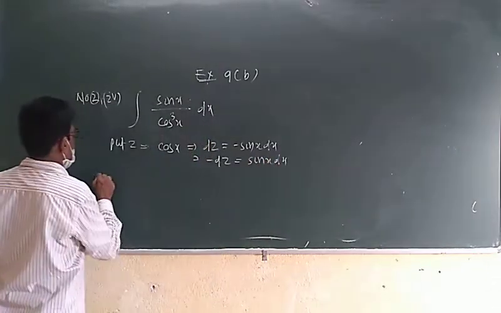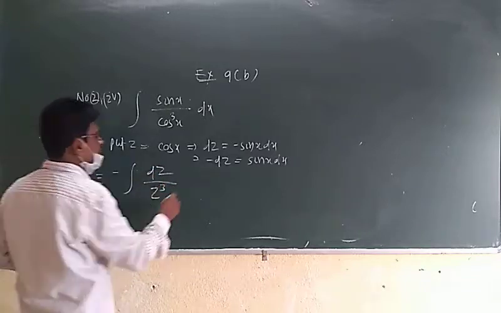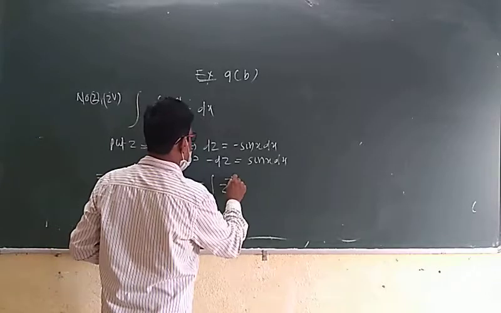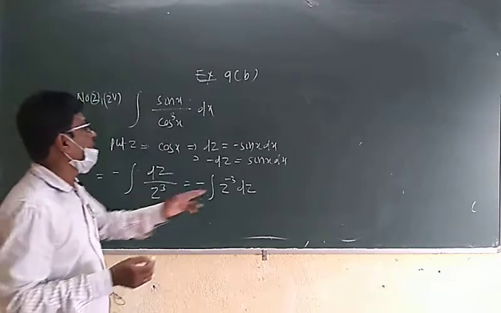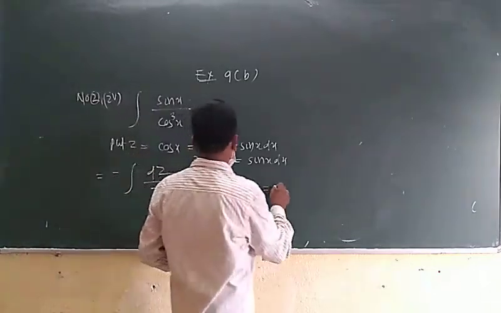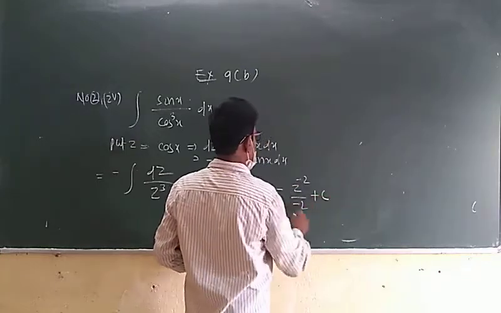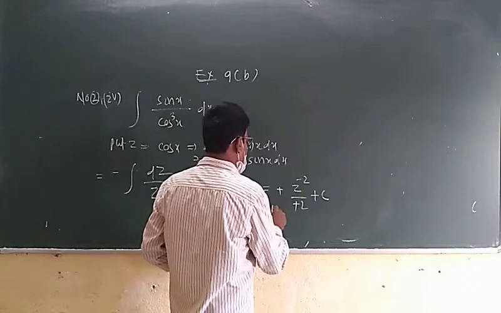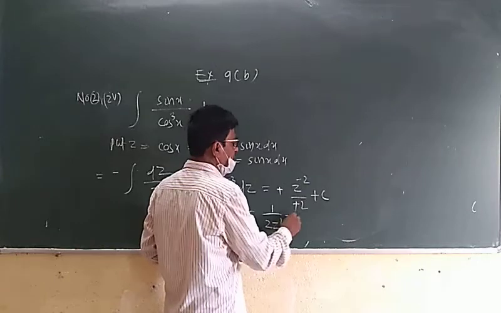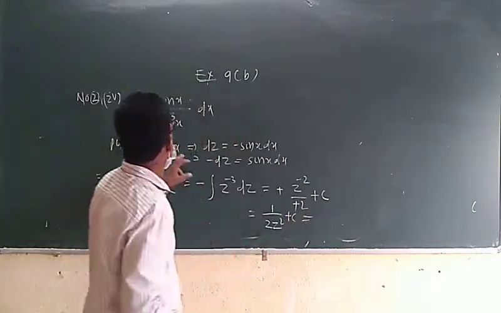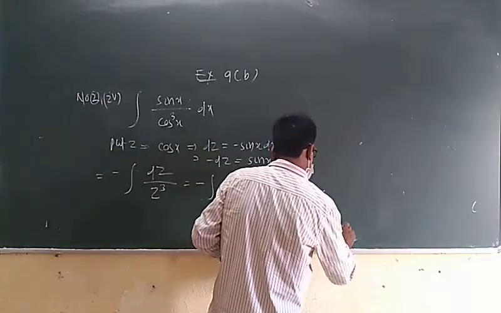You put the value of sin x dx is equal to minus, taking outside, dz by z cube. That means minus of z to the power minus 3 dz. Integrating z to the power minus 3, it is minus 3 plus 1 divided by minus 3 plus 1. That is equal to minus of z to the power minus 2 divided by minus 2 plus c. Minus minus is plus, that is equal to 1 by 2 z square plus c. Put the value of z. The value of z is equal to cos x. That is 1 by 2 cos square x plus c.